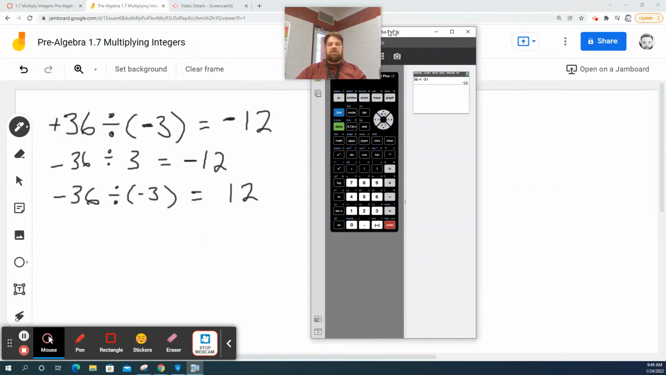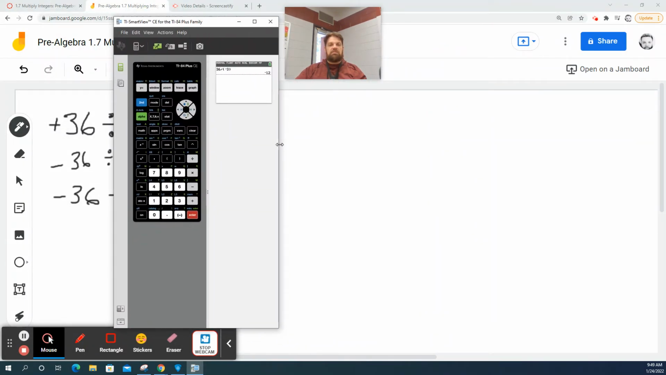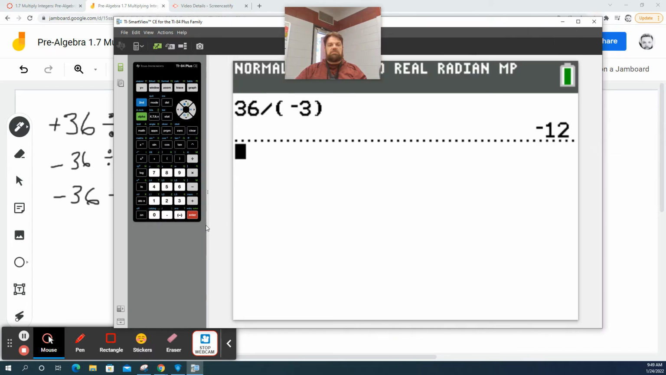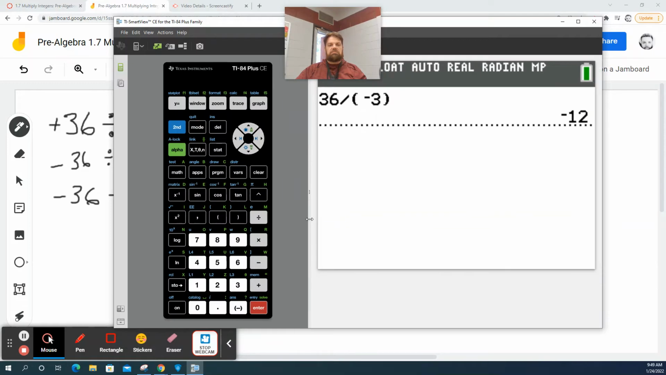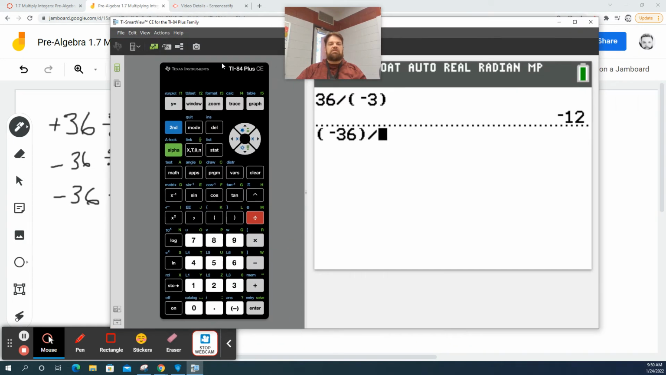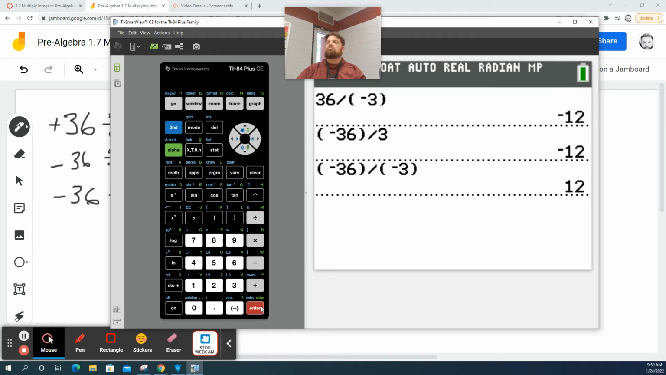Let me change the view on this so it makes a little more sense. Here, maybe you could see it better this way. Okay. Now, if I take and I put in parentheses -36 divided by, what was the next one? +3. I get -12. What happens if I take -36 and I divide that by, in parentheses, -3? I get +12. See how that works?